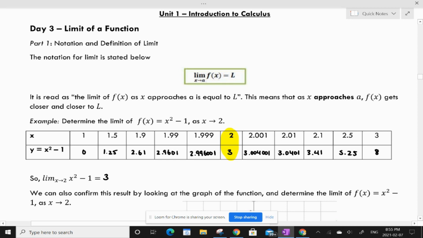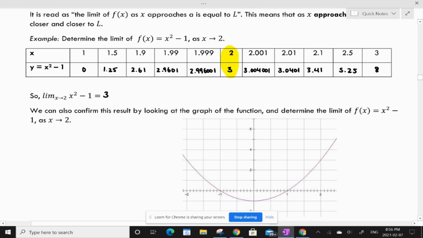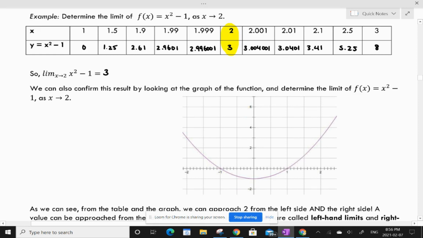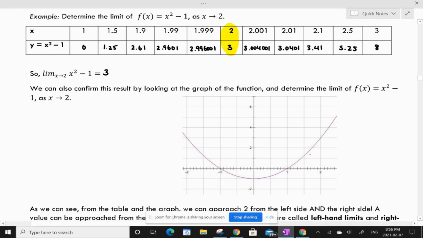Now that's using a table to help us. But what about on a graph? How can I look at a graph to help me figure out the limit? In this particular case, we can also confirm this result by looking at the graph of our function, which is x squared minus 1. I'm just going to scroll a little bit more. Let's talk about what happens on my graph as I'm slowly approaching the x value of 2. At x equals 2, I know that my function is supposed to be at 3. I'm just going to put a circle there so that we can put our eye to it.